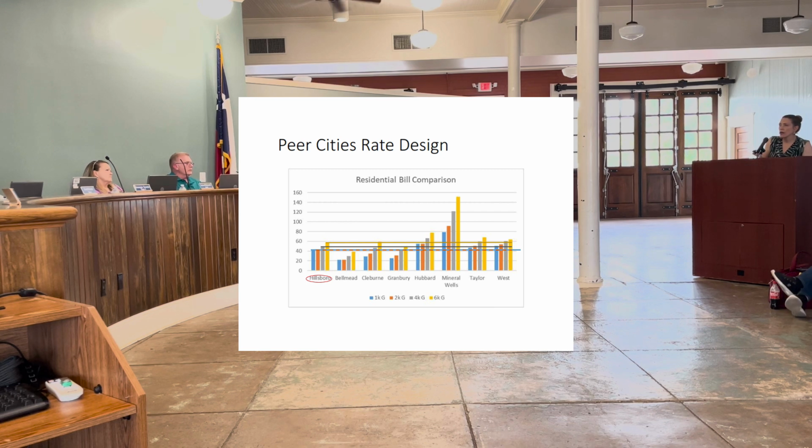So comparing, looking at Granbury and Hubbard bringing in more revenue than we are, and look at the way that the rates stair-step up. So the red line is the amount that our rates go up by use. So I'm going to take you back to fixed costs versus variable costs. That's how much does your rate go up if you're using more water, right? The red line is how much our residential rates go up if you're using more water. The blue line is how much theirs do.